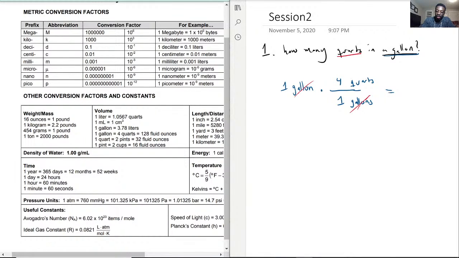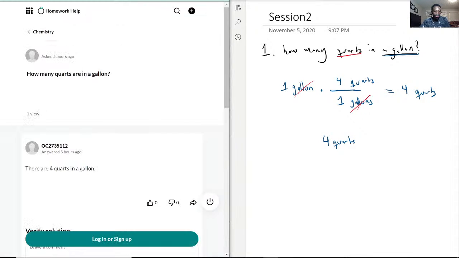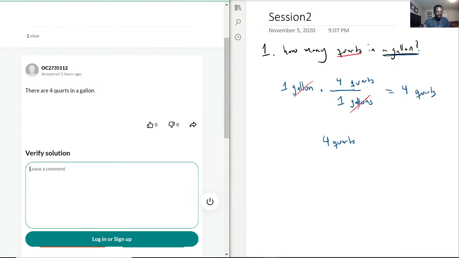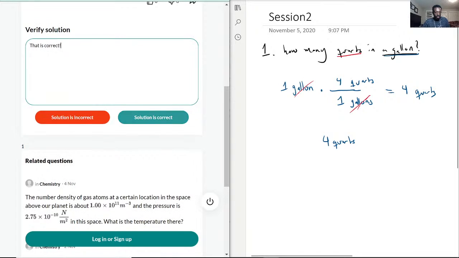Okay, pretty simple multiplication here. So with that, we're just gonna have this equal 4 quarts. So for your question of how many quarts are in the gallon, there are 4 quarts in 1 gallon. And as seen here, that is correct. So let us move on to the next question.